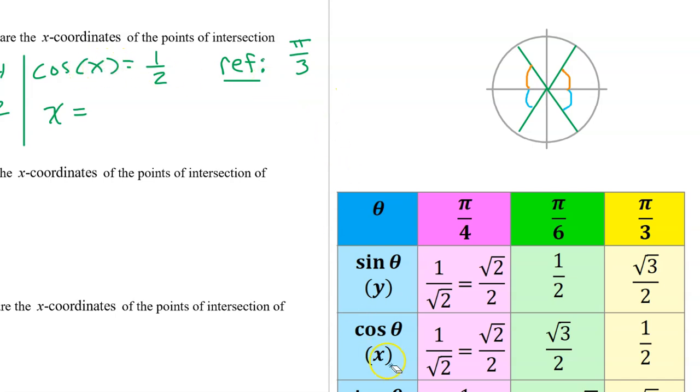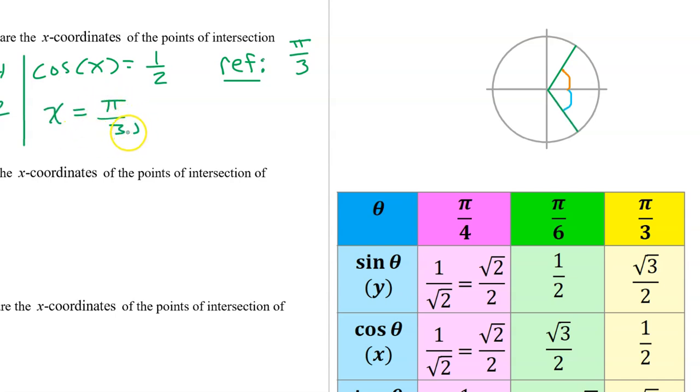Cosine is the x value on the unit circle, and x values are positive in quadrants 1 and 4, the right-hand side, to the right of the y-axis. So we can safely ignore the angles in quadrants 2 and 3. The angle in quadrant 1 with a reference angle of pi over 3 is pi over 3 itself.